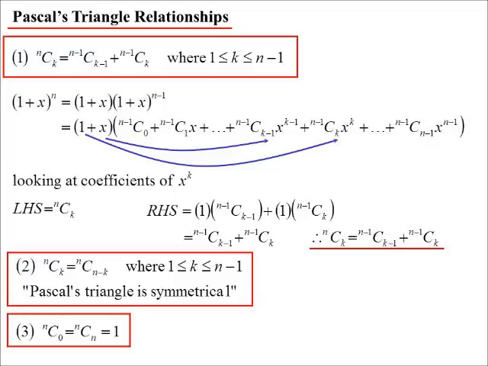This last one is merely saying, hey, we start and end with 1. So the first one, nC0, is always going to be 1, and the last one is always going to be 1.